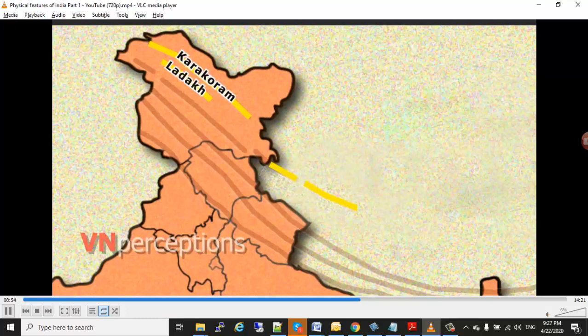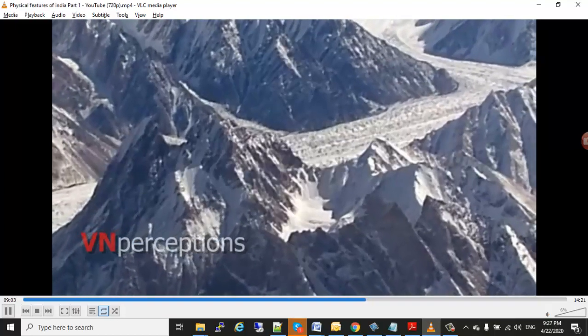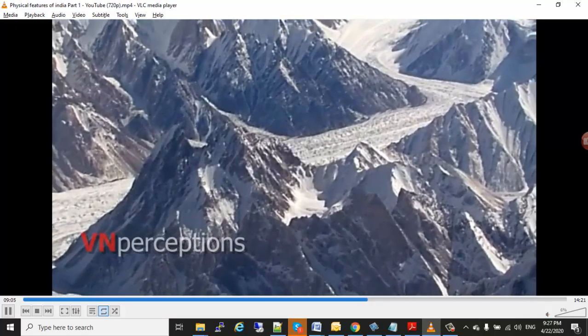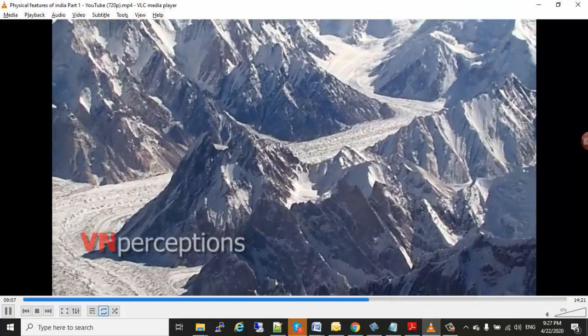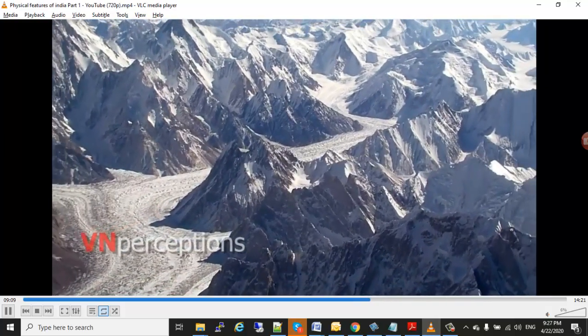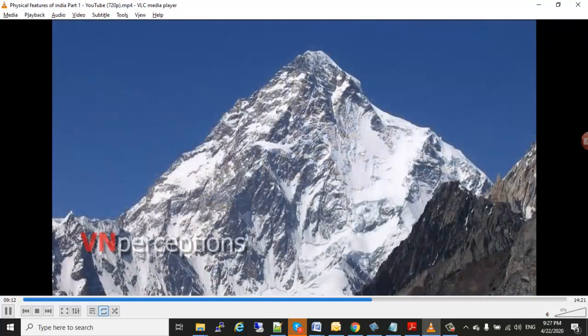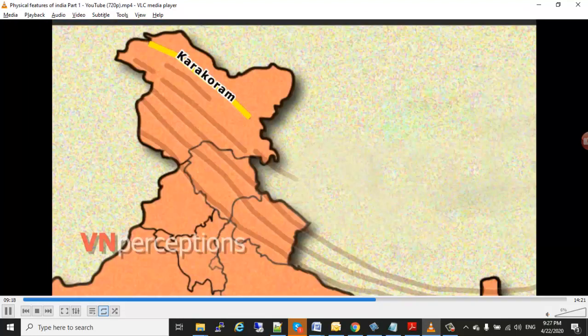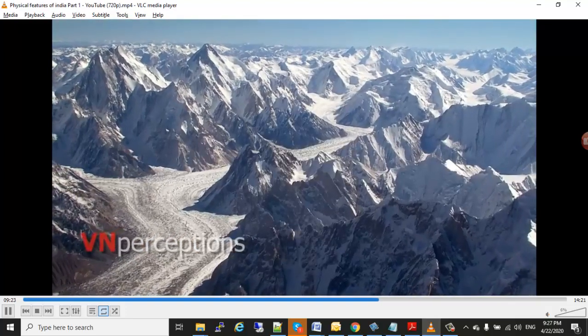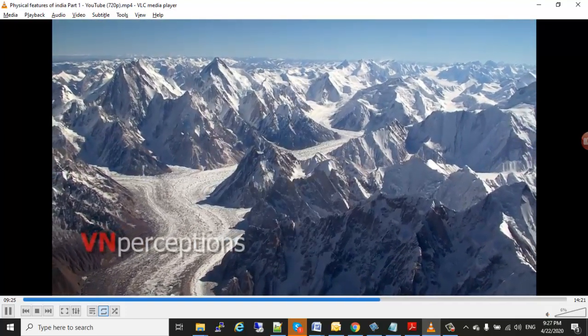The Karakoram Range is located in the northern part of the state of Jammu and Kashmir. It is one of the major ranges of the Himalayan system. It is the home of the highest concentration of peaks rising over 8,000 meters. K2 is the second highest peak in the world and the highest peak in India, and the range runs for a distance of 500 km, and it is the most heavily glaciated part of the world outside the polar region.